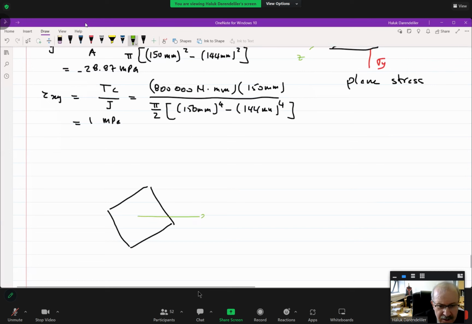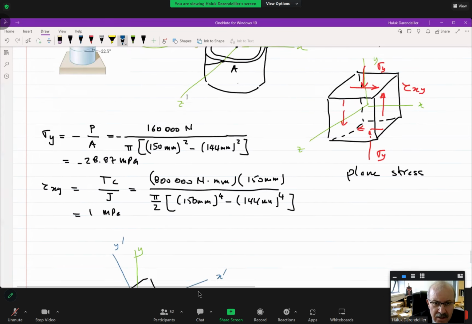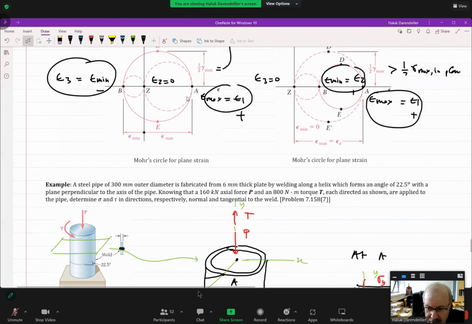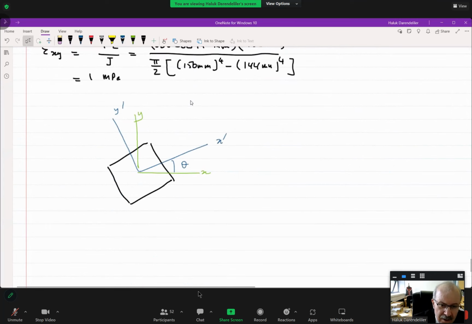This is the x-axis, this is the y-axis, for which I know the stresses. Now we rotated it by an angle theta, which is equal to the angle of the helix. Now look at the problem. The helix angle, look at here, is equal to 22.5 degrees. So now this angle is equal to 22.5 degrees.